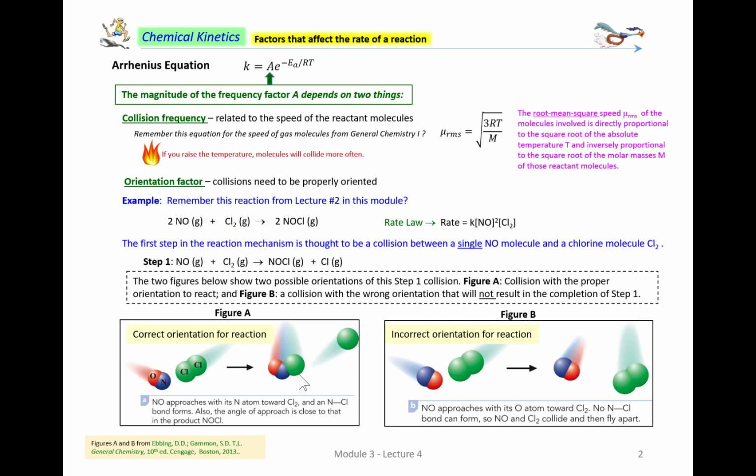So now you see that this frequency factor has some important information: how often do molecules collide, and of those collisions, what fraction of them are of the proper orientation. This will affect the rate constant and ultimately the rate of the reaction.